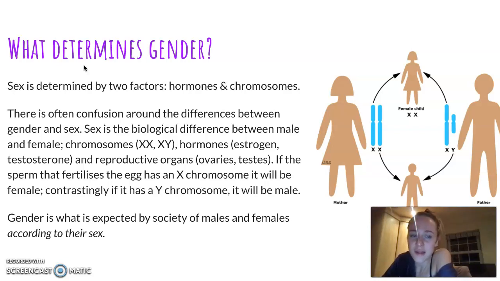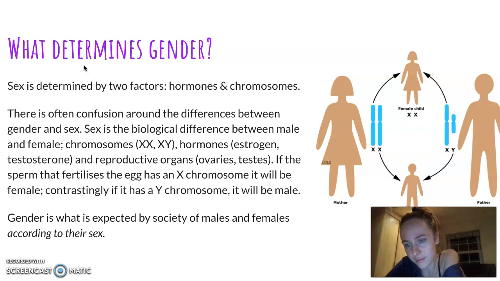So if the sperm that fertilizes the egg has an X chromosome, it will be female, and contrastingly, if it has a Y chromosome, it will be male, as the egg always has an X chromosome from the female. Gender, on the other hand, is what is expected by society of males and females according to their sex. So that is behaviors, the way you dress, all kinds of expectations of different genders.